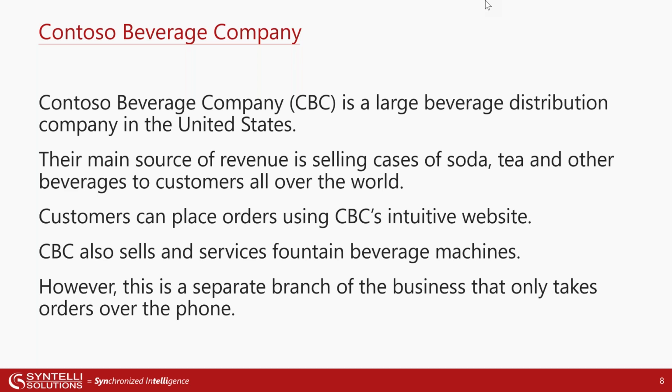CBC also sells and services fountain beverage machines. However, this is a separate branch of the business that only takes orders over the phone. So to break this down, we have a retailer that has 2 completely separate branches of their business. They have a sales branch that is technologically advanced enough to have a website, and then they have a maintenance, servicing branch that is not as technologically advanced. So keeping that in mind, let's look at our first tool.